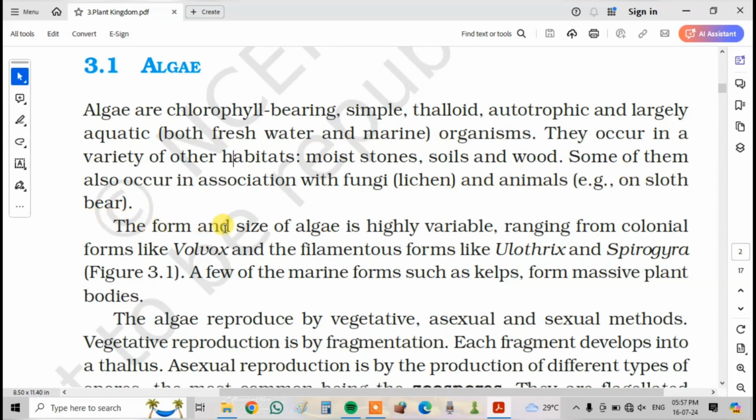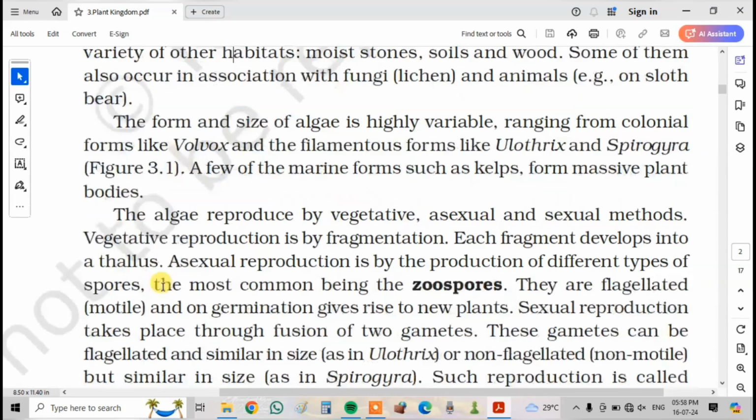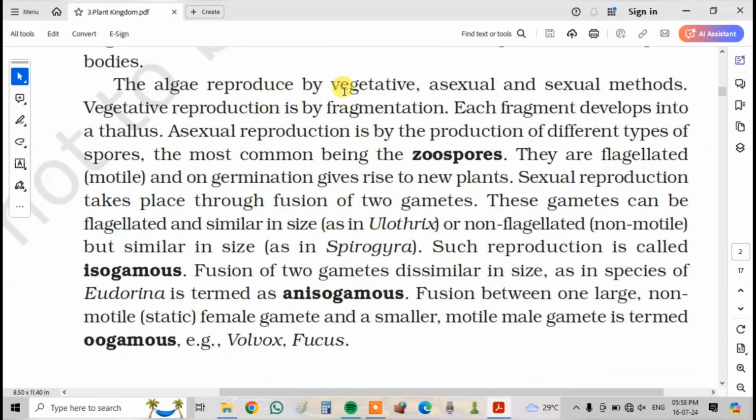The form and size of algae is highly variable, ranging from colonial forms like Volvox and filamentous forms like Ulothrix and Spirogyra. A few marine forms such as kelps form massive plant bodies. The algae reproduce by vegetative, asexual and sexual methods.